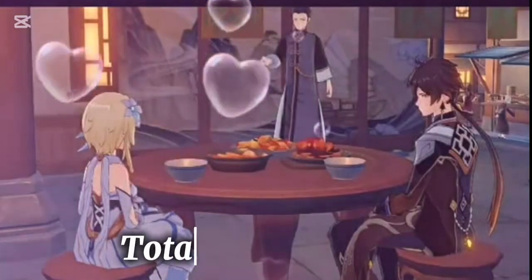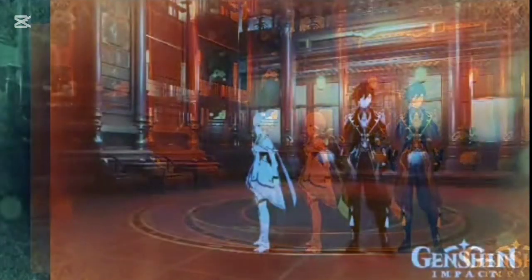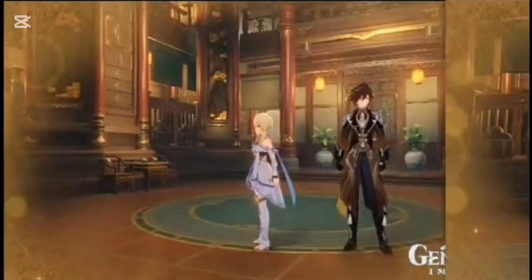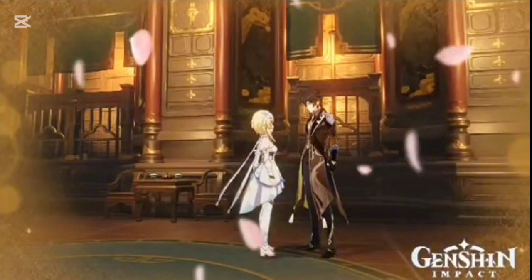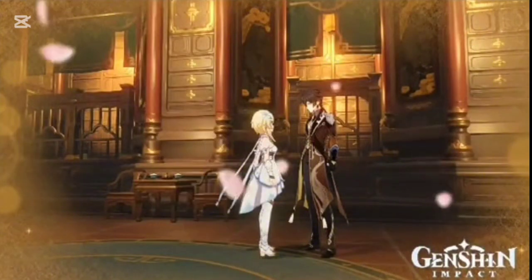You may ask. Total probability is 1. This means if an event has a probability of 1, it's guaranteed to happen, while a probability of 0 means it has no chance of happening. A probability of 0.05 is closer to the lower end of the probability range, hence the odds of it occurring are pretty slim. That's why F2P players plan out which characters are worth taking such high risks for.